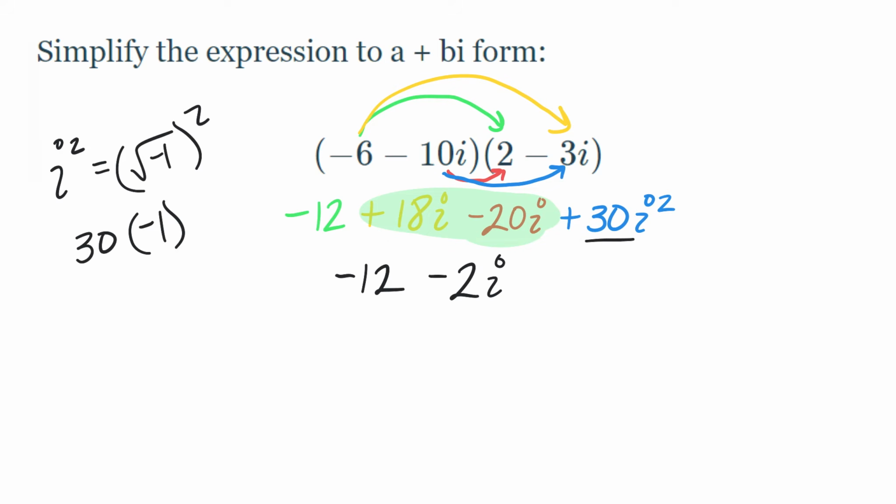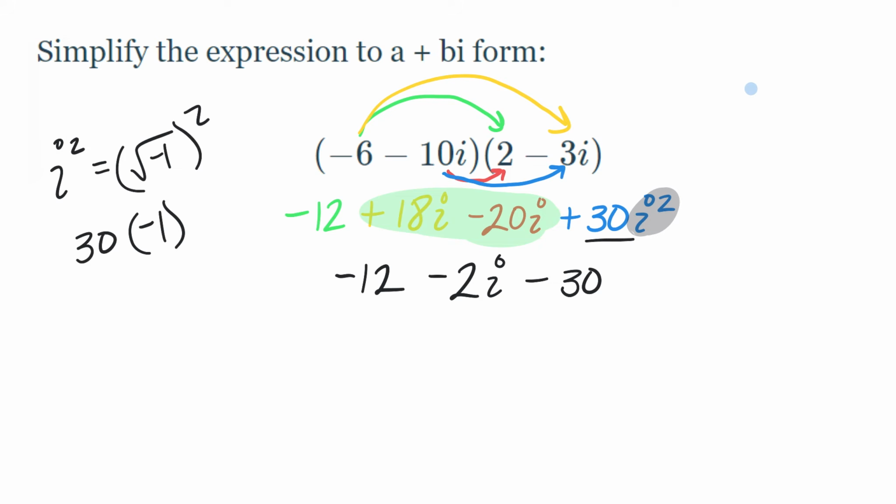But what I do is anytime I see an i squared, and it's only for squared that I do this, anytime I see an i squared attached to a number, it's going to change that number to its opposite. And then I can drop the i squared. That's the purpose of the i squared, to change the sign of the number that it's touching. So my positive 30 becomes a negative 30.